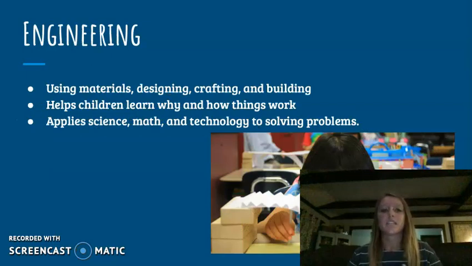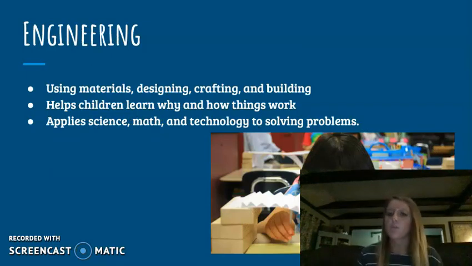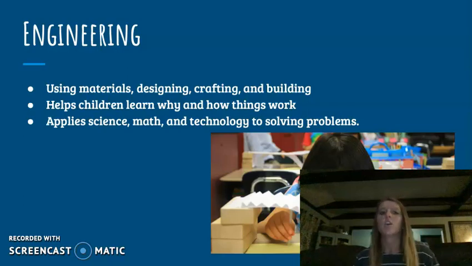Engineering. Engineering applies science, math, and technology to solve problems. It's putting all of these together. They're able to use materials, design, craft, and build. It really helps children learn why and how things work. And you may think that engineering is a tricky topic to teach these children in grades pre-K through 2.